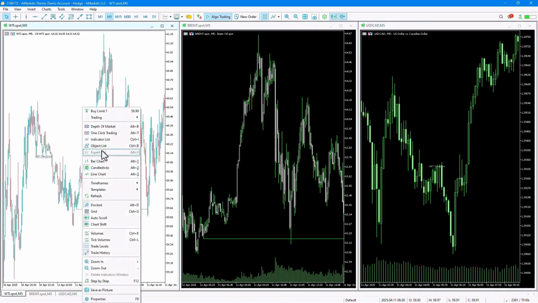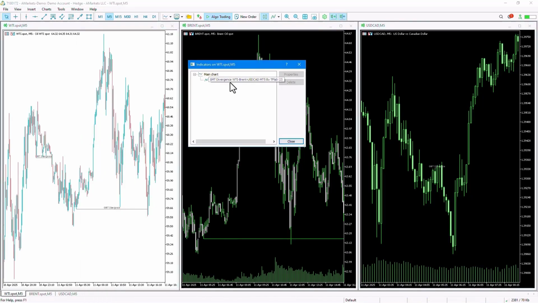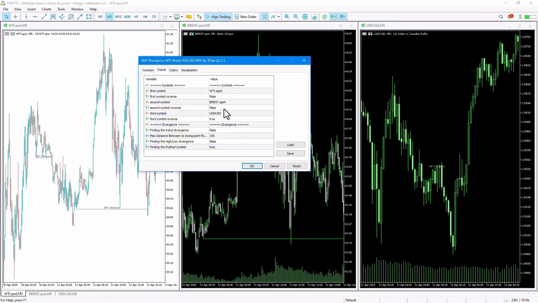In the settings section, under the input section, there are options available for us where we can place the first symbol in the first part, the second symbol in the second part, and finally, the third symbol in the third part. This indicator is specifically designed for the three symbols, WTI, Brent, and USD CAD, but we can also place other symbols in these sections.